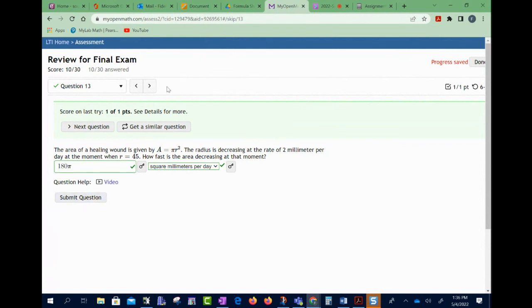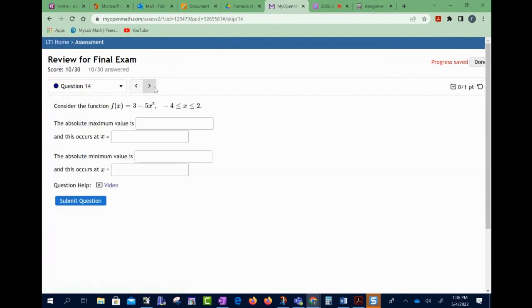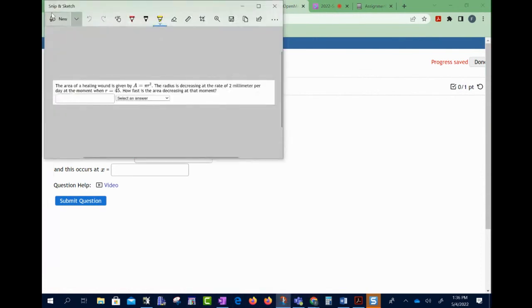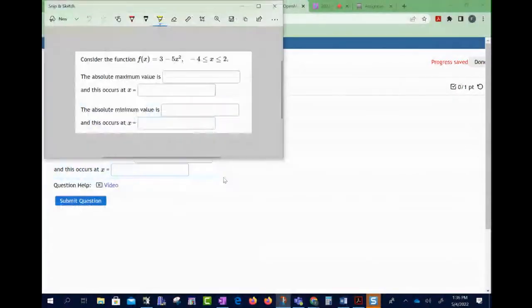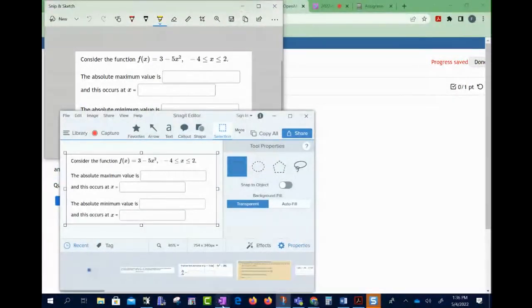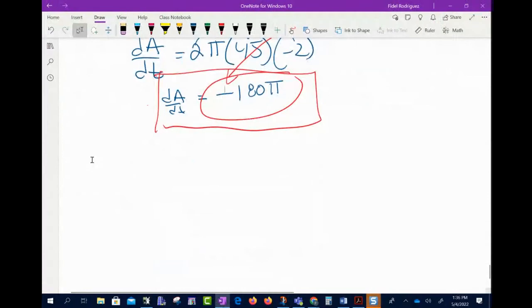All right. So look, let's try number 14. Okay, so let's see if we can figure this thing out here. 14. Let me copy this here.